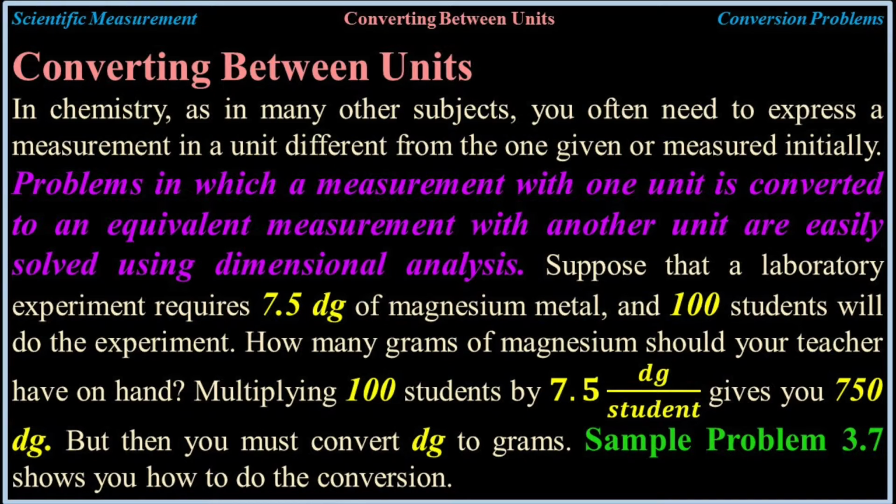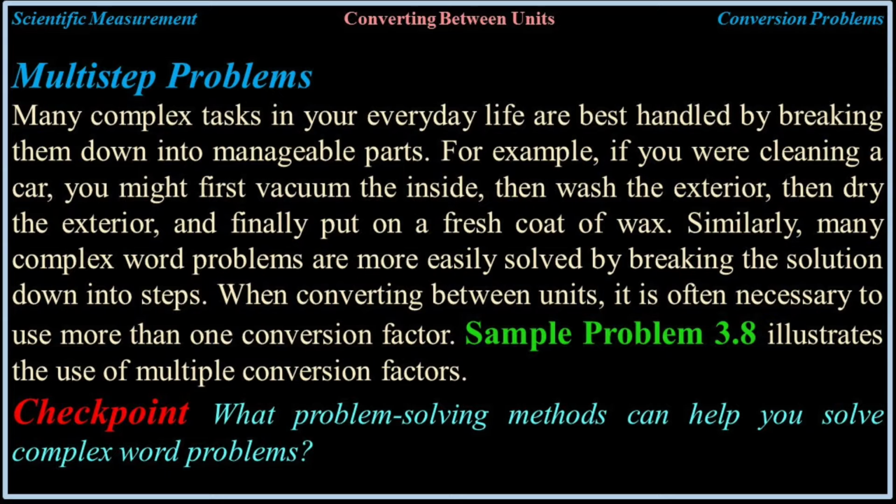Multiply 100 students by 7.5 decigrams per student, which gives you 750 decigrams. But then you must convert decigrams to grams. Sample problem 3.7 shows you how to do the conversion.